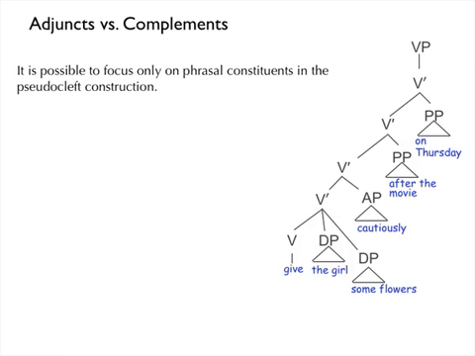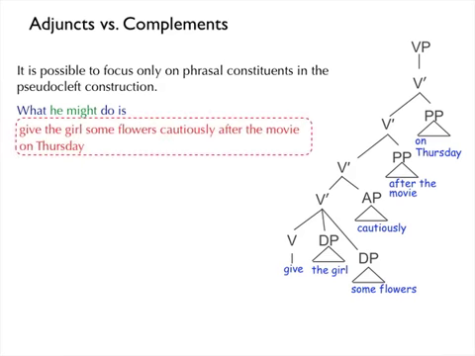We remember that you can only focus on phrasal constituents in the pseudocleft construction. And so we try that out. What he might do is, and what parts of it, what are the things that we can focus on? Give the girl some flowers cautiously after the movie on Thursday. It's fine, right? So the whole thing is a constituent of some kind, a verb phrase. And then we go, well, let's try some other things. That whole thing, you could say that V bar at that level is a constituent, or the whole VP is. You can look at it either way.